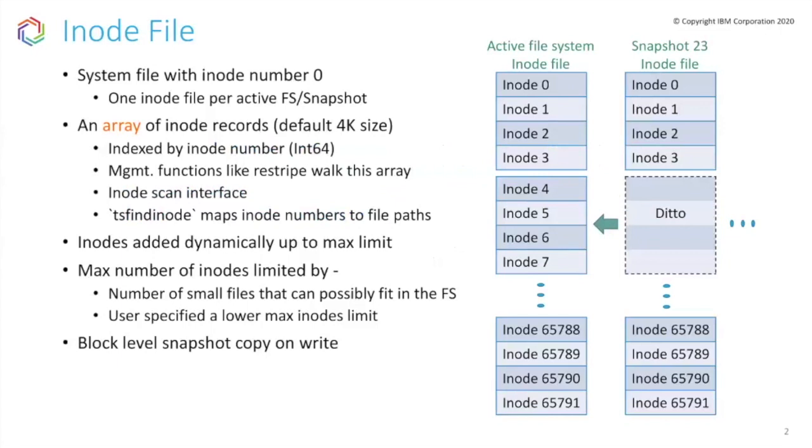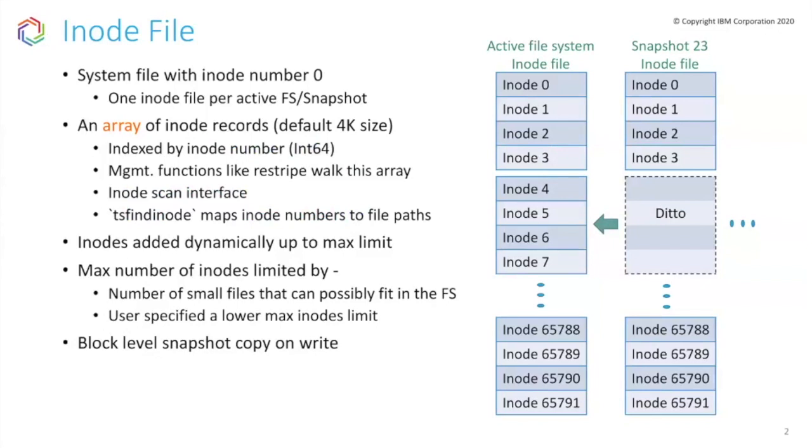Right. So we'll start with one of the most important data structures in the Spectrum Scale file system, and that's the Inode file. This is the one data structure that you don't want damaged, otherwise your file system becomes pretty much useless. This Inode file is basically a system file, and you can think of it as a huge array of Inode records. Each of these array entries is indexed by what we call the Inode number.